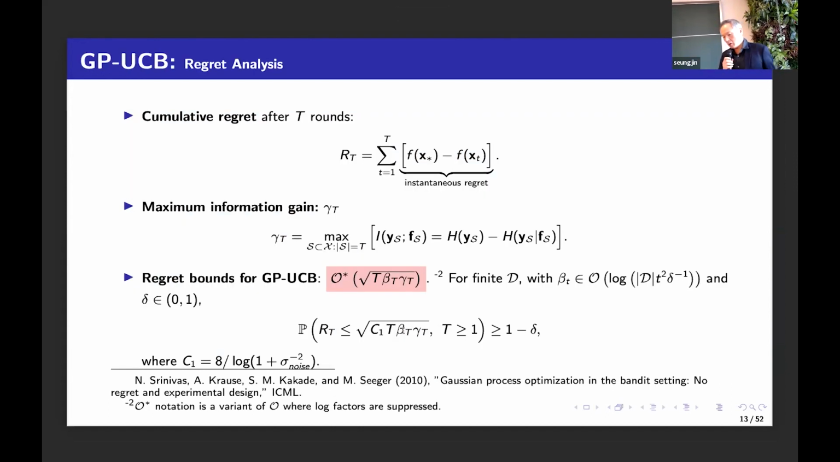GP-UCB was already proved, and this is a really nice paper, where the regret grows in a sublinear fashion. I'm not going to go into all the details, but this was published in the year 2010, and I believe this paper was awarded the Test of Time Award at ICML. In other words, in the year 2020, it was the most impactful work of the past 10 years, I guess.